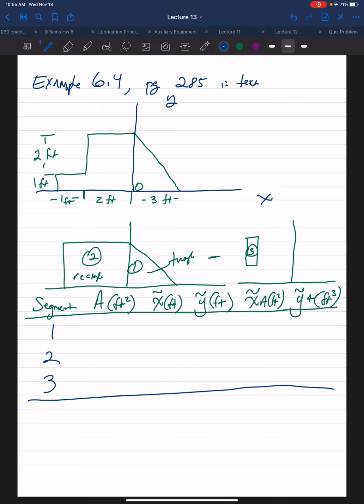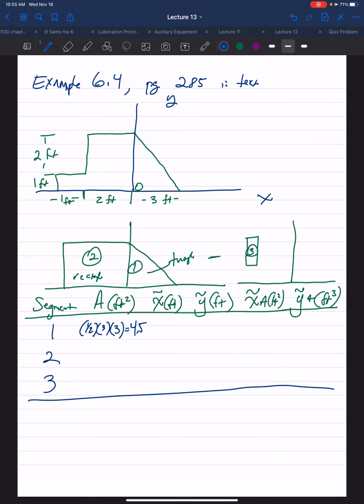So the area of segment 1, which is the triangle, is half the base times the height. So that'll be 1/2. The base is 3 feet. I'm not going to write units, we already know the units. 1/2 the base times the height, which is 3 feet as well. This is 4.5, equal to 4.5 feet squared.